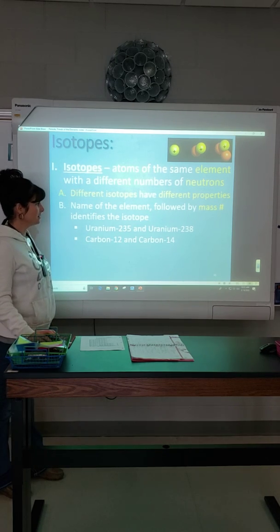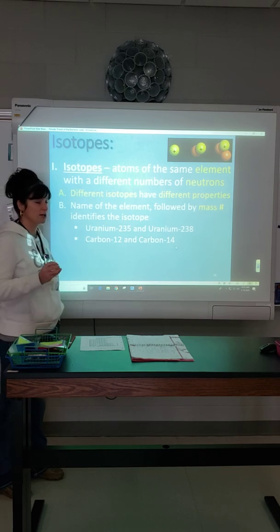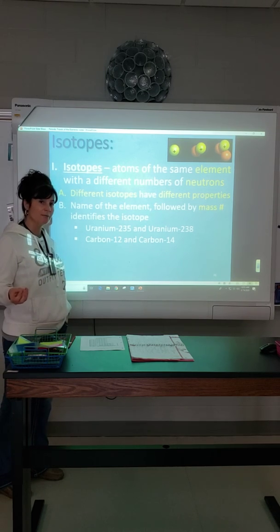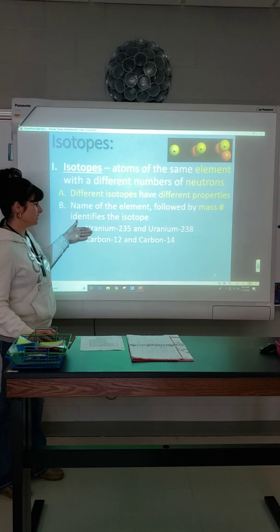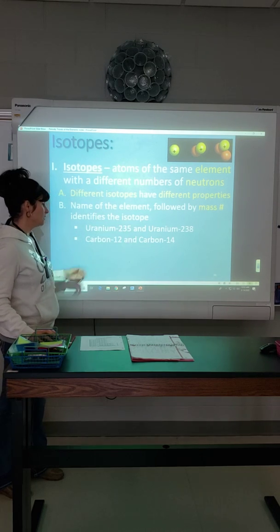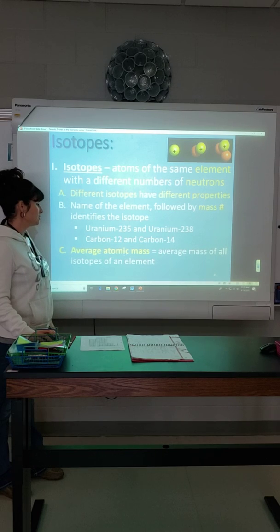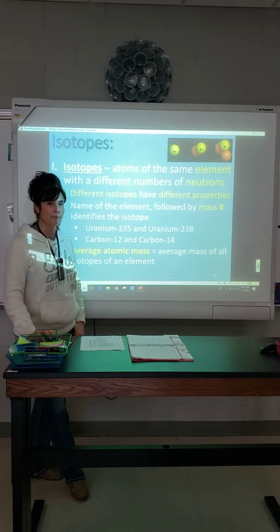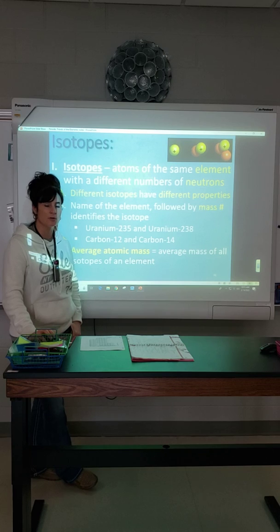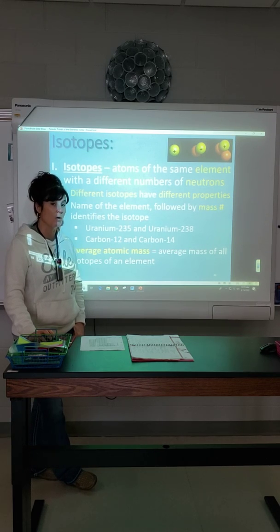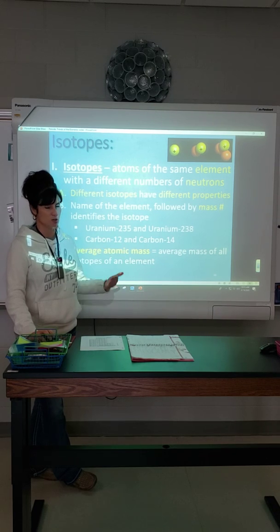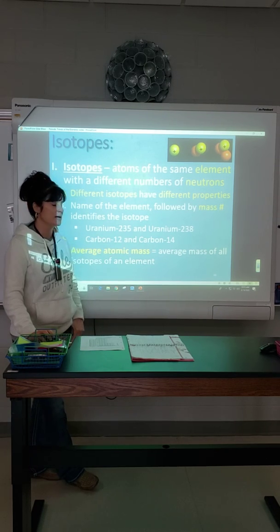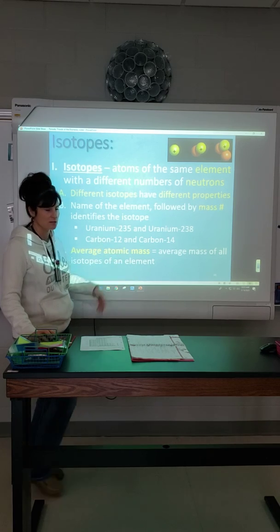Okay, so the name of the element is followed by the mass number, just like carbon 12 or carbon 14 that we introduced yesterday. Like uranium-235 and uranium-238, carbon 12, carbon 14. And so the average atomic mass is the average mass number of the isotopes. So that's why you'll see those mass numbers on the periodic table that are not whole numbers. You'll see them as decimal numbers. And I said, hey, it's fine just to round those because it's taking the average of the atomic mass.